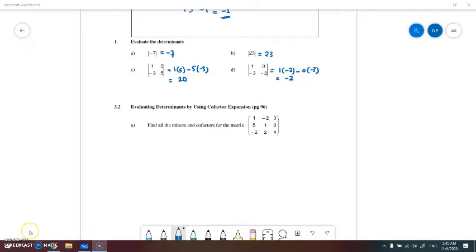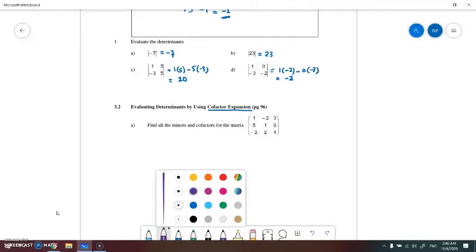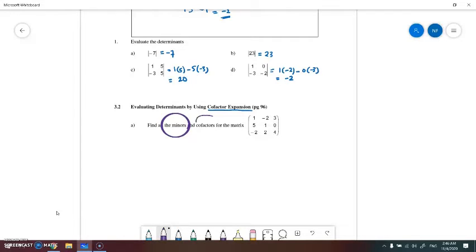Now we continue with a 3 by 3 matrix. If it's a 3 by 3 matrix, you cannot use the AD minus BC formula, but you have to use the cofactor expansion. What do you mean by the cofactor expansion method? You have to find these two first, which are the minor and also the cofactor. If you have a 3 by 3 matrix, it means you have 9 elements, so you will also have 9 minors and 9 cofactors.